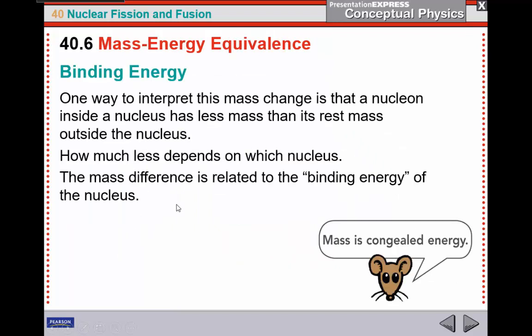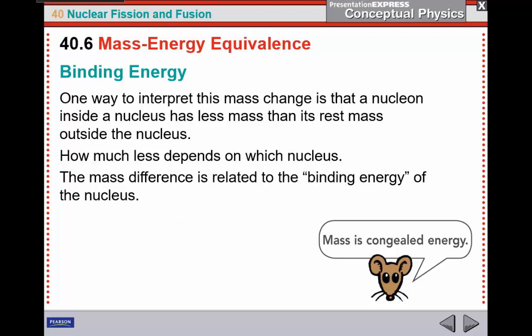So the binding energy we'll talk about over here, the mass energy equivalent to the binding energy. One way to interpret the mass change is that a nucleon inside the nucleus has less mass than the rest mass outside the nucleus, and that's where we get our energy from. How much less depends on which nuclei.